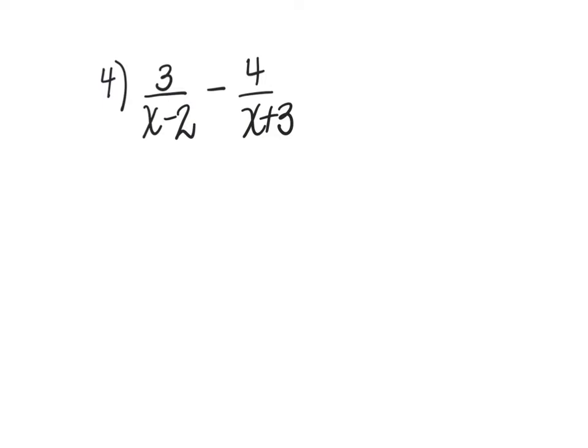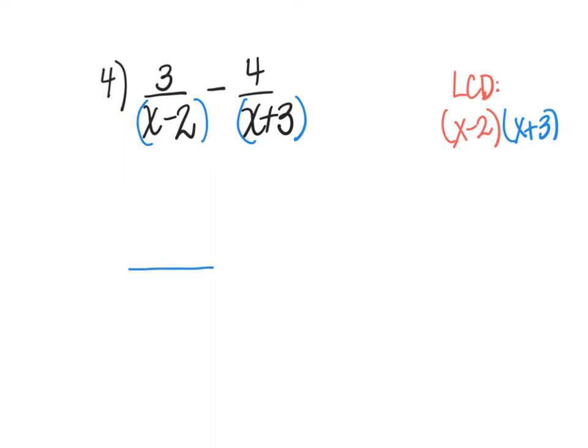Number 4, we have 3 over x minus 2 minus 4 over x plus 3. Remember that these are units on the bottom, so I always think it helps to write them in parentheses. All right, so let's find that LCD first. So for my LCD, it looks like I have to have an x minus 2 because the first fraction has an x minus 2. And then I need to have an x plus 3 because the second fraction has an x plus 3. So my LCD will be both binomials.